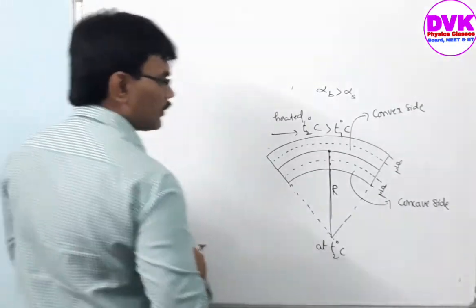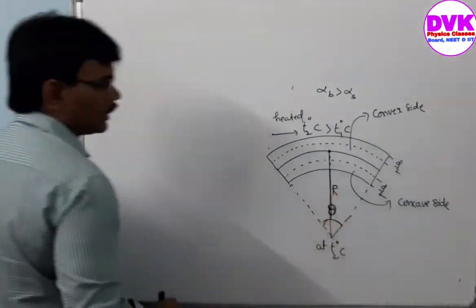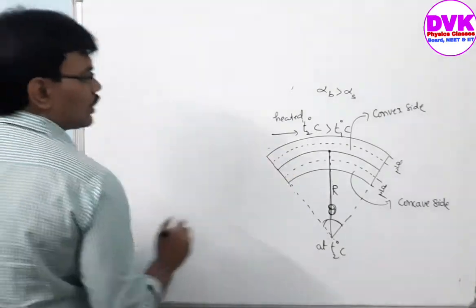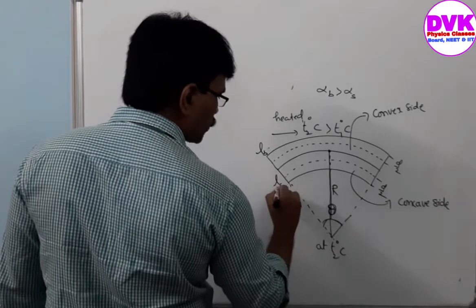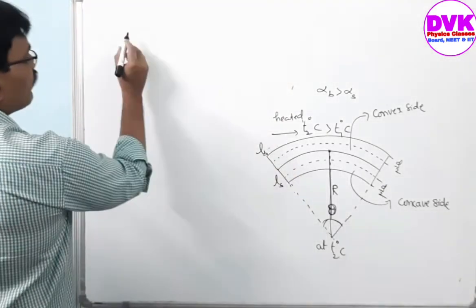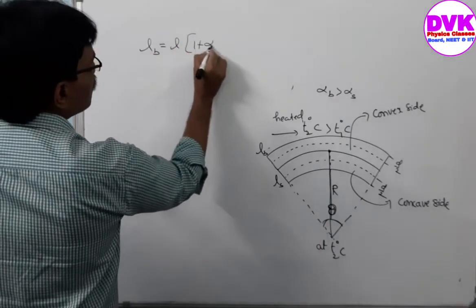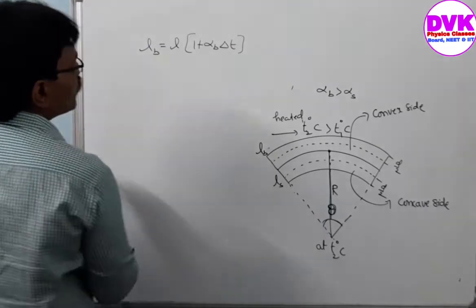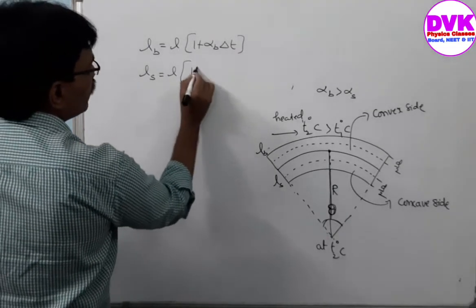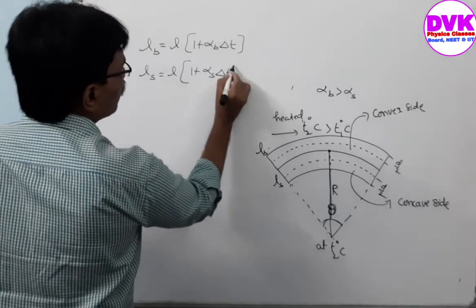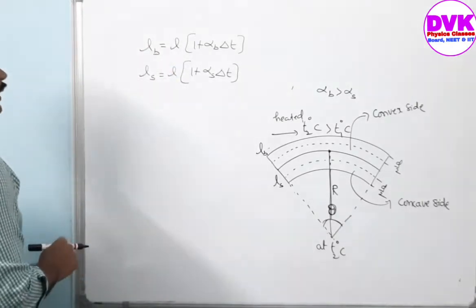In any circle, if the two ends of the structure make an angle theta at the center of the arc, let this one be the final length of brass and this one the length of steel after heating. From the definition of thermal expansion, we know the length of brass after heating equals the initial length l into 1 plus alpha b into change in temperature. Similarly, the length of steel after heating equals l into 1 plus alpha s into delta T, since the initial lengths are the same and the rise of temperature is also the same for both. So these are the lengths after heating, right?